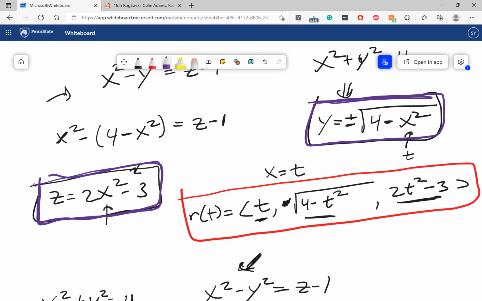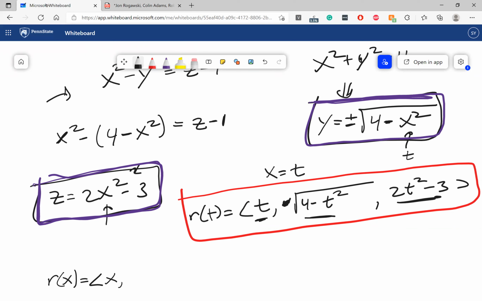But listen, you can write r of x if you wanted to. It's just like the formality. We want r of t. We just want a t there. But you can say r of x should be equal to x, the square root of 4 minus x squared, and 2x squared minus 3. And this is also a curve, the same exact curve as you vary x.